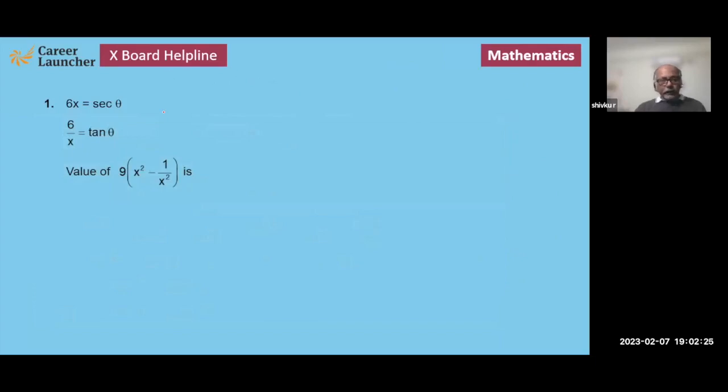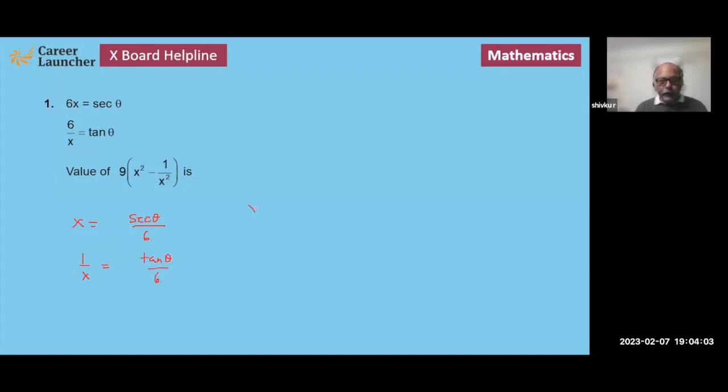6x is equal to secant theta. 6 by x is equal to tan theta. What is the value of 9 into x squared minus 1 by x squared? So let's look at it. The value of x is secant theta by 6, and the value of 1 by x is tan theta by 6.